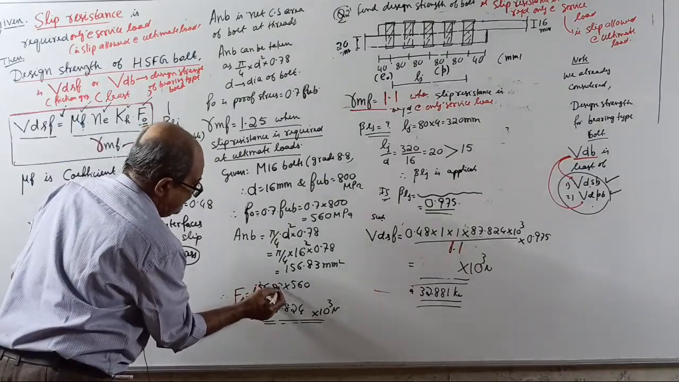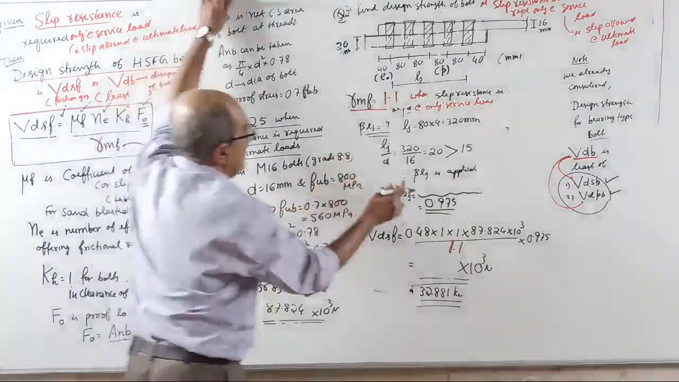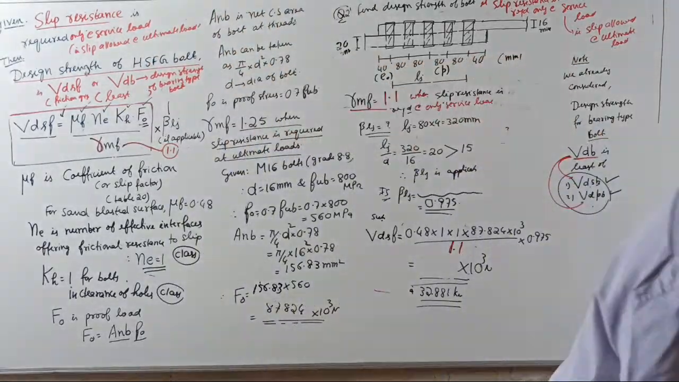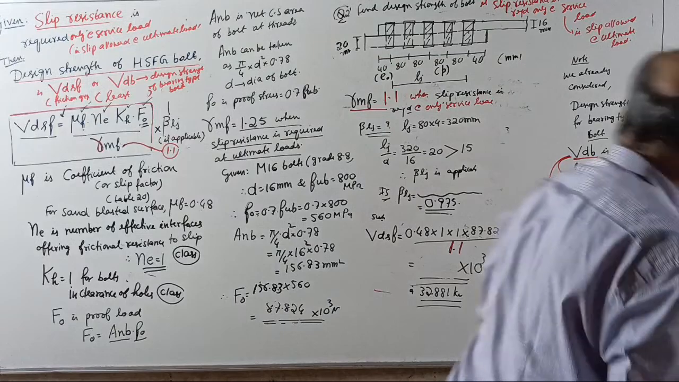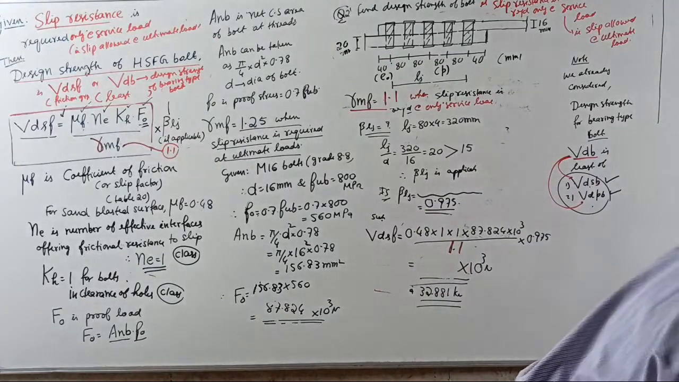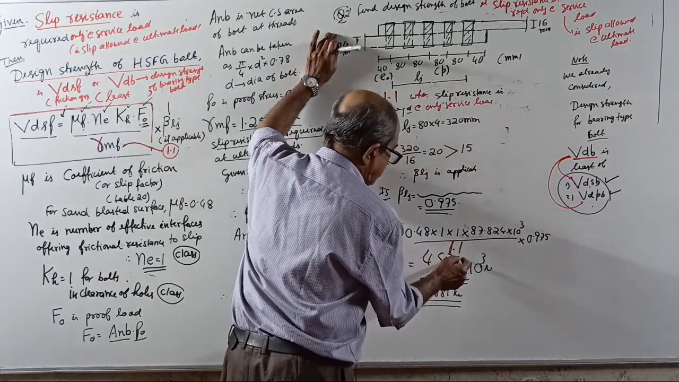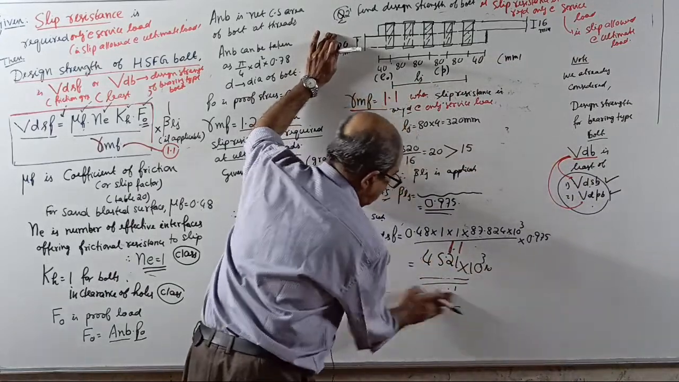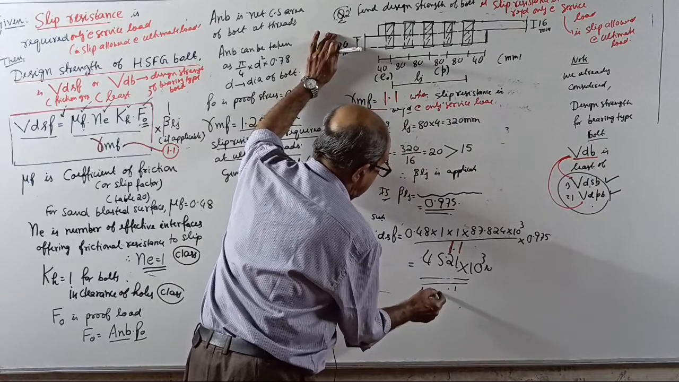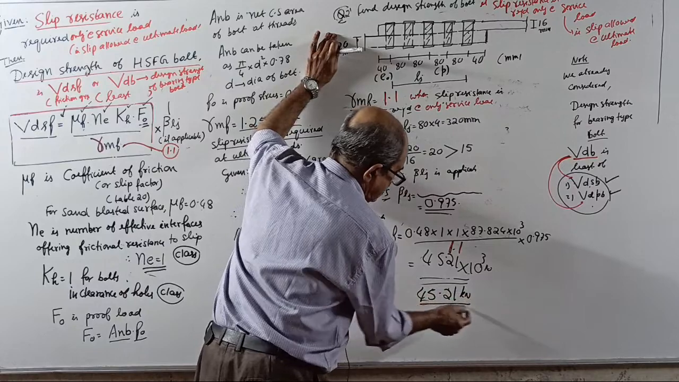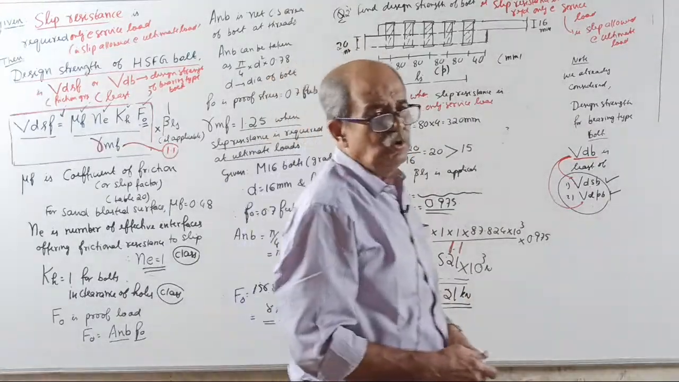156.83. This is correct. This value will change. How much is the answer? Don't give the wrong answer. 45.21. 45.21 times 10 to the power 3 Newton, or what? 45.21 kilonewton. Correct? 45.21 kilonewton.